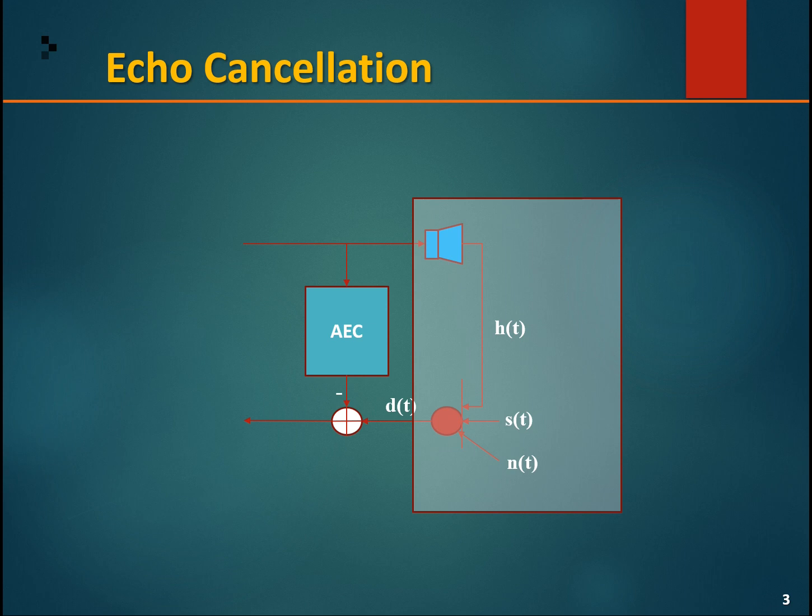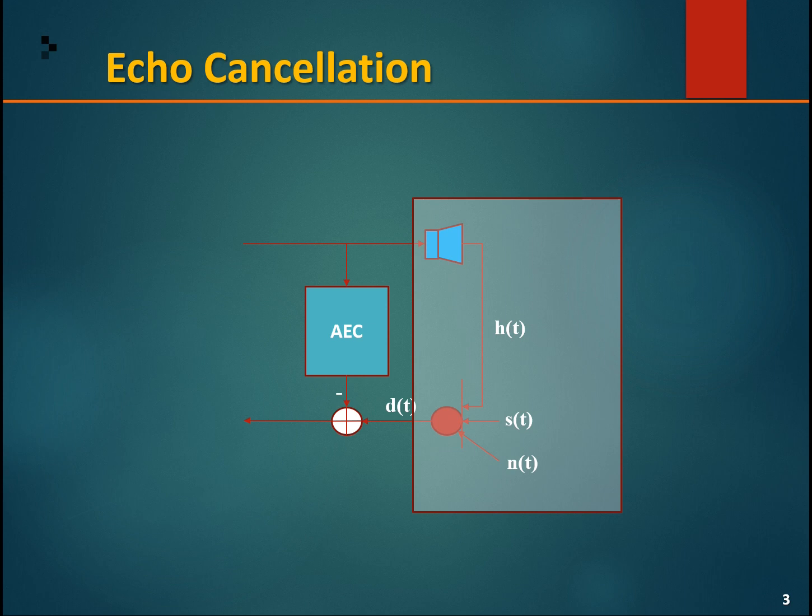First, the situation where we need echo cancellation is when we have a speaker and a microphone in the same vicinity, and the sound from the speaker can go into the microphone, so we want to filter out the sound from the speaker from the signals going to the other side, and we use adaptive filters for that.